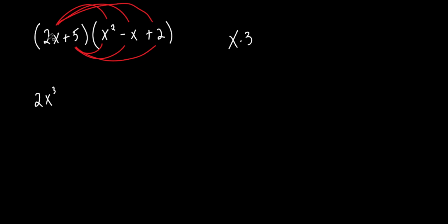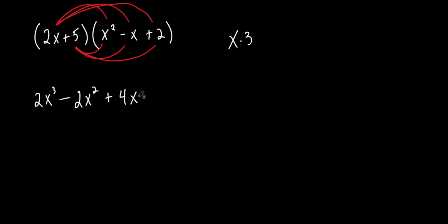All right. So we took the 2x times the first one. Then we take the 2x times this one. We got a positive times a negative, so that's going to give us a negative. It's 2 times x, which is 2 what? X squared. Good. And then we got one more to do with the 2x. 2x times the last one. They're both positive, so it's a plus. 2x times 2. 2 times 2 is 4x.